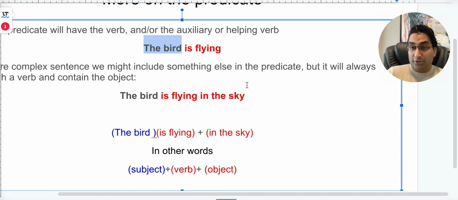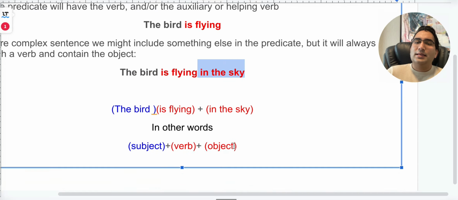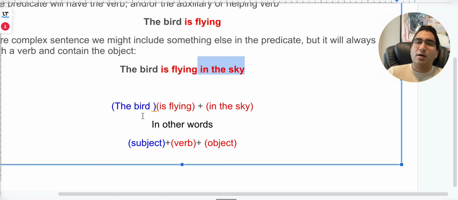The subject is the bird. Okay, now what if we add a little bit of detail? The bird is flying in the sky. So in the sky is something new. In this case, you see we have three main components. We have the bird is flying in the sky.